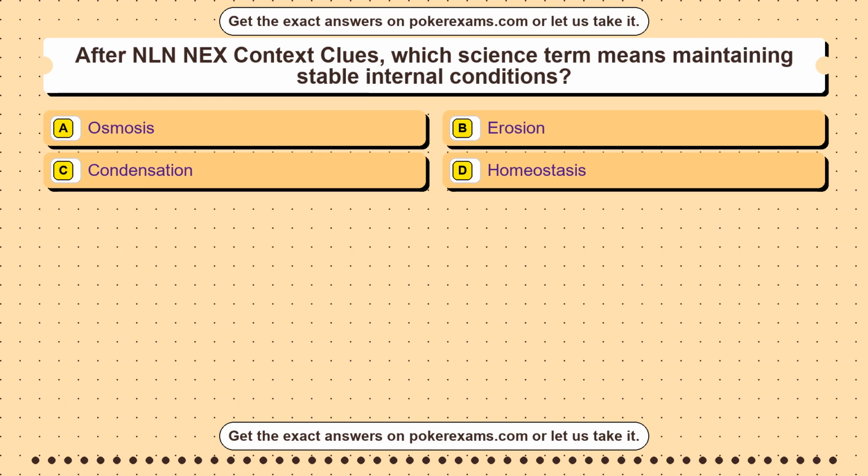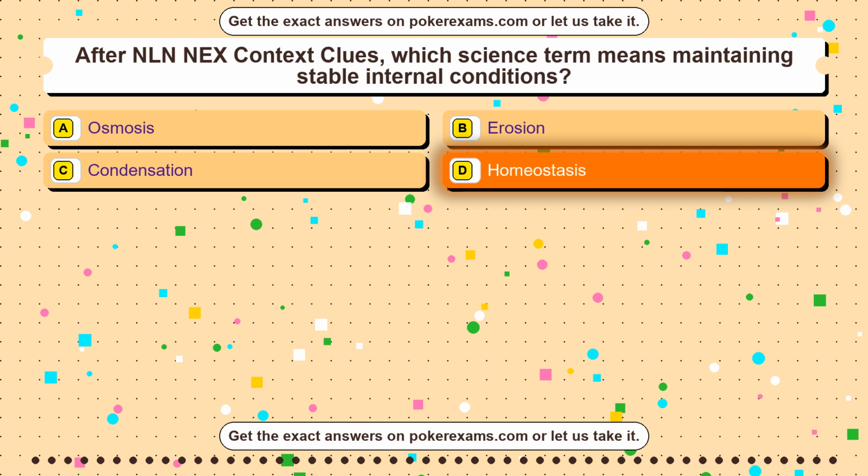Question 46. After NLN NEX Context Clues, which science term means maintaining stable internal conditions? Option A osmosis. Option B erosion. Option C condensation. Option D homeostasis. The correct answer is option D, homeostasis.